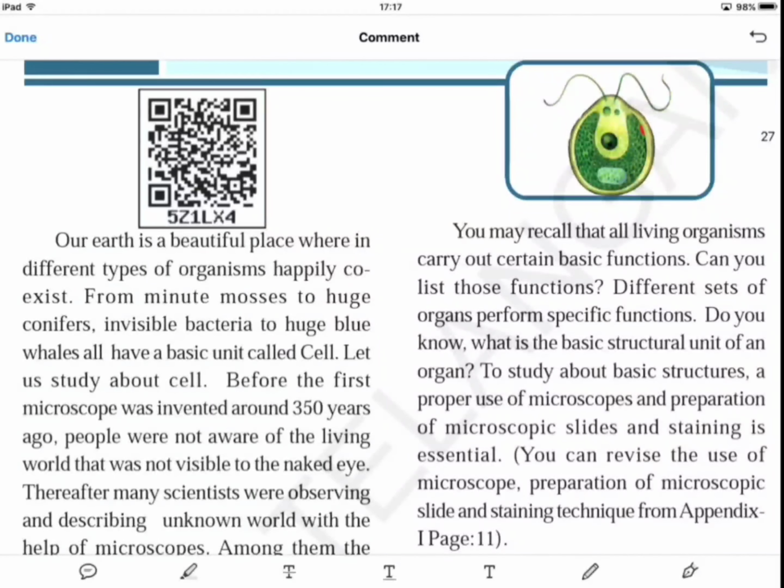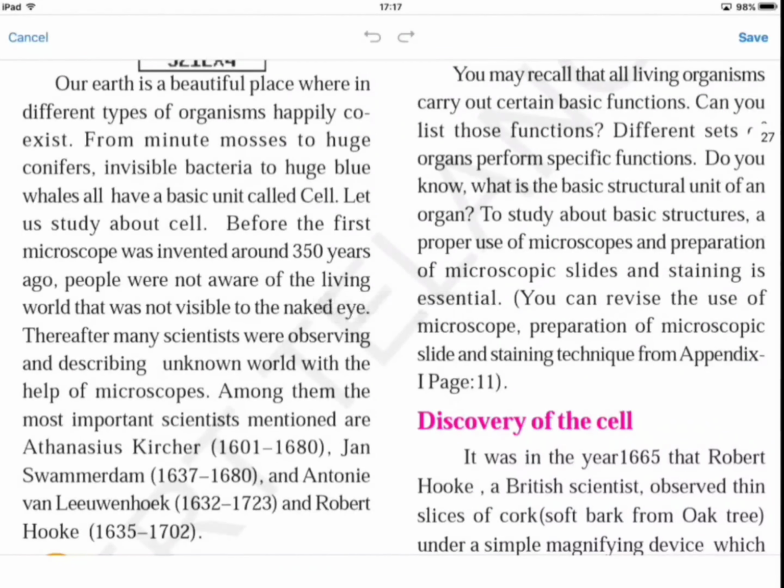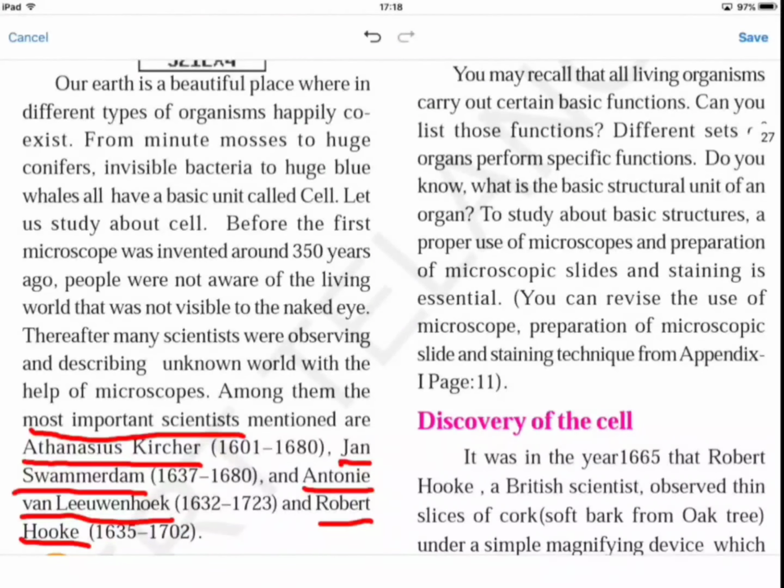In this contribution, a few scientists are named in your textbooks. The most important scientists mentioned are Athanasius Kircher, Jan Swammerdam, Antony von Leeuwenhoek, and also Robert Hooke. These are the renowned scientists who contributed to the discovery of the cell.